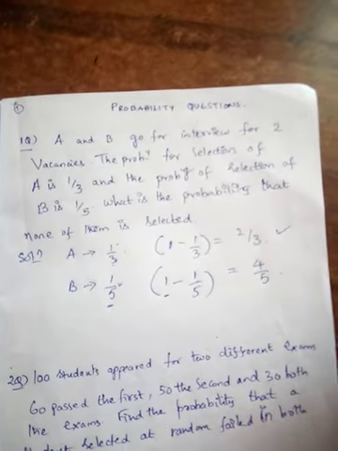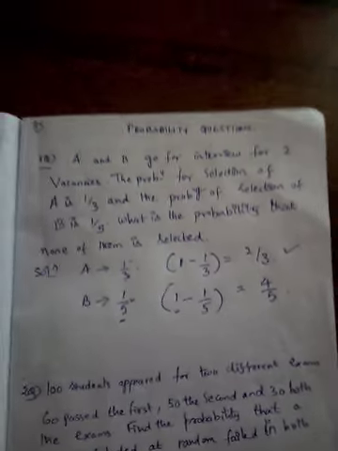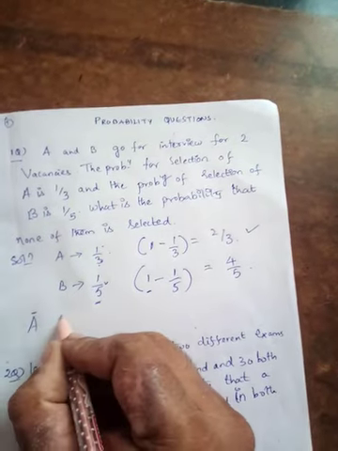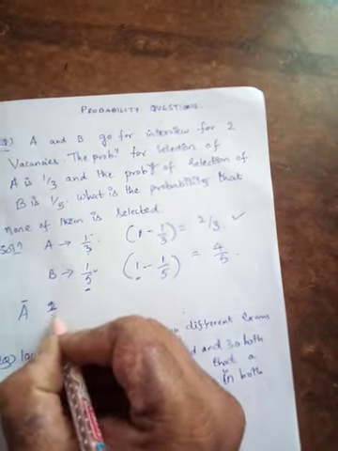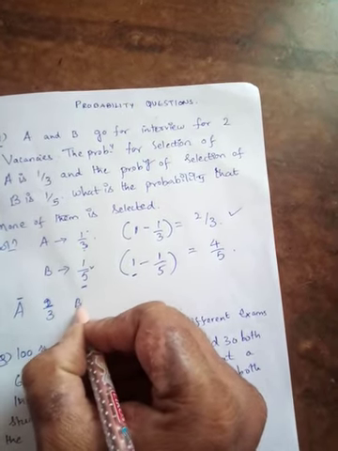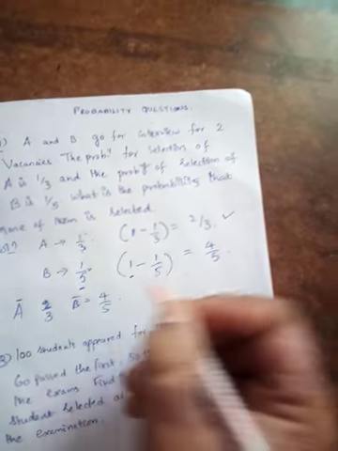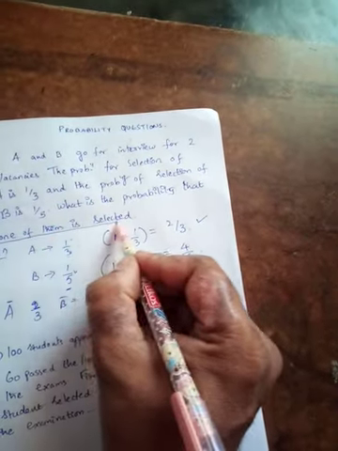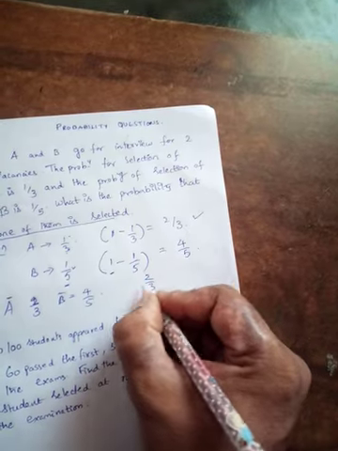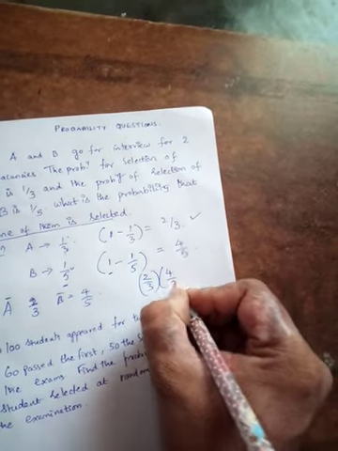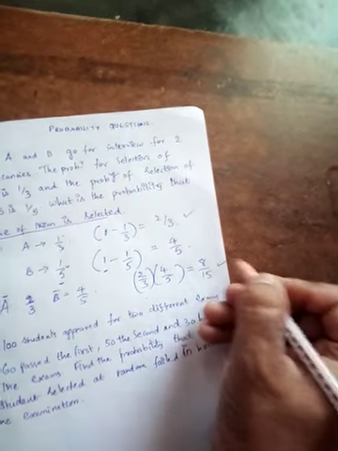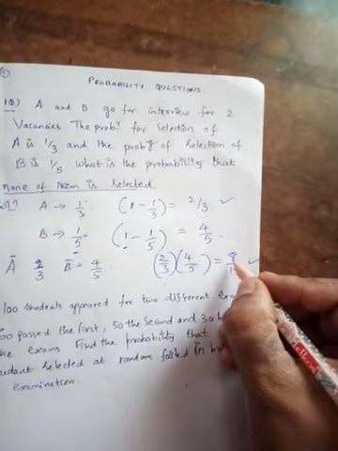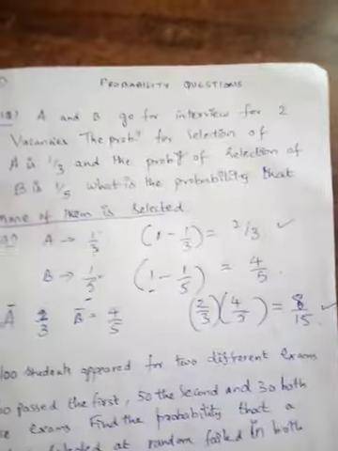Now, the question says, what is the probability that none of them is selected? A not getting selected is 2 by 3. B not getting selected is 4 by 5. The probability that none of them is selected is the question. That is 2 by 3 for A not getting selected, 4 by 5 for B not getting selected. If you just calculate, that is 8 by 15. So out of 15 vacancies, there are 8 where they are not getting selected. That is the first question.